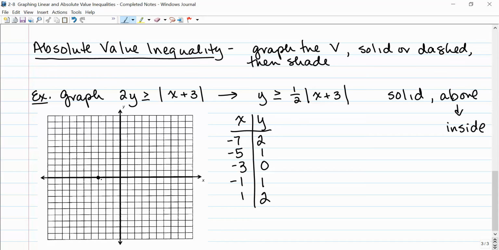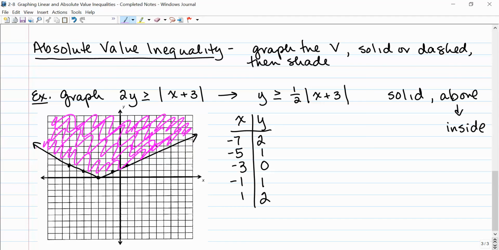Negative 3, 0, negative 1, 1, 1, 2, negative 5, 1, and negative 7, 1. This is a solid line, so I'll go ahead and draw the solid line here. And since it's a greater than, I want to know where is the y-axis above the graph, and that's going to be inside the V here, so I'm going to shade everything inside the V. And remember again, that means every point inside there will work in this inequality.